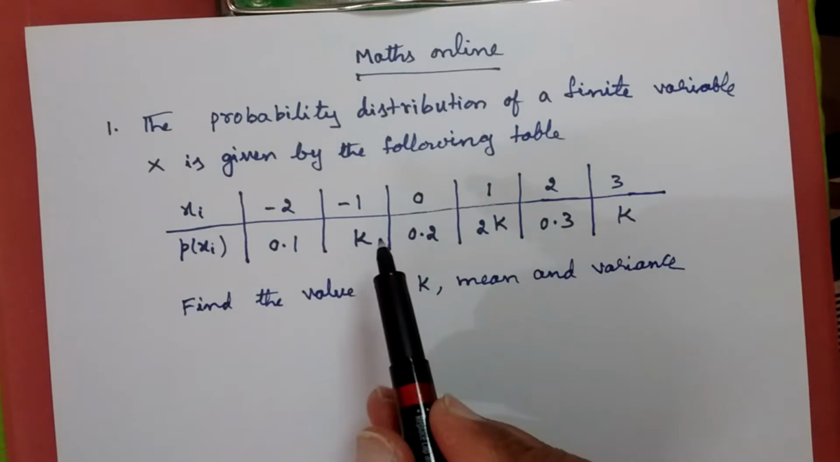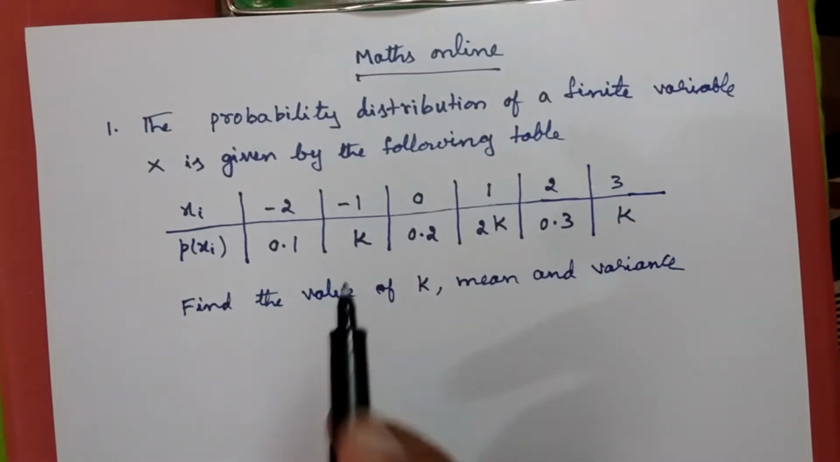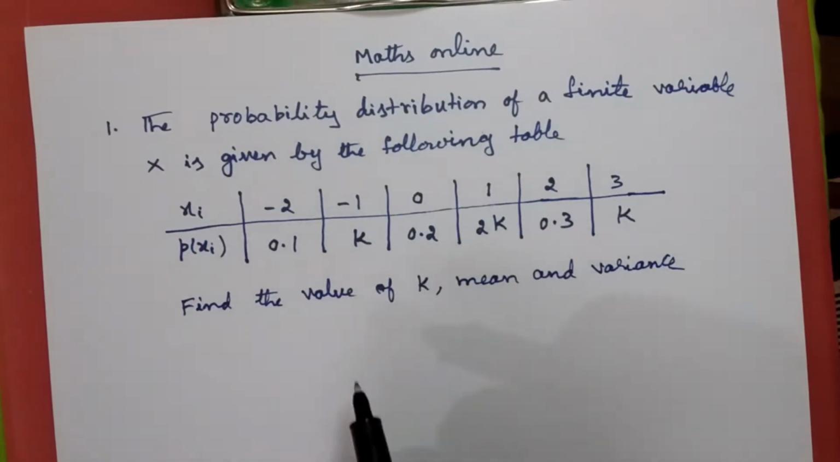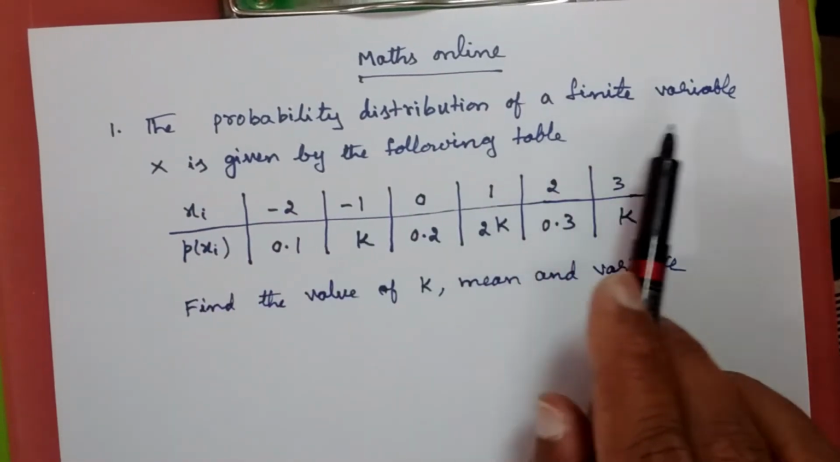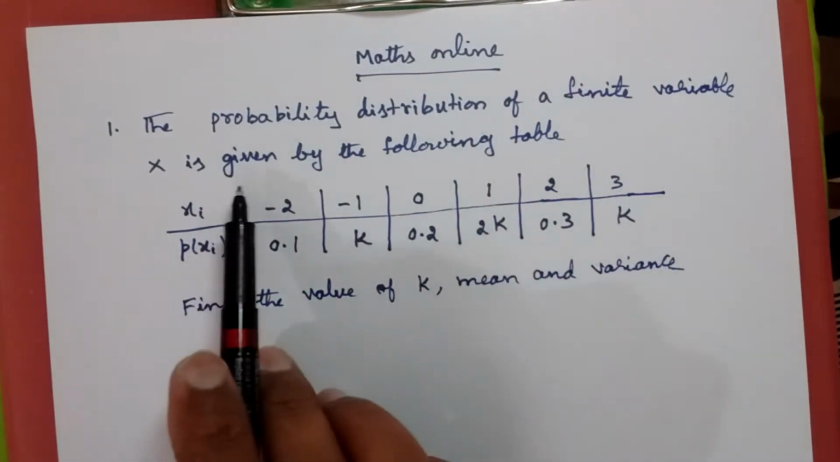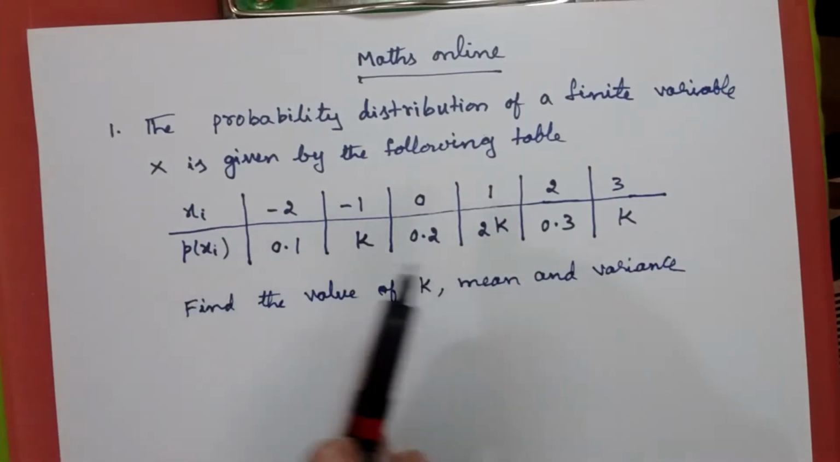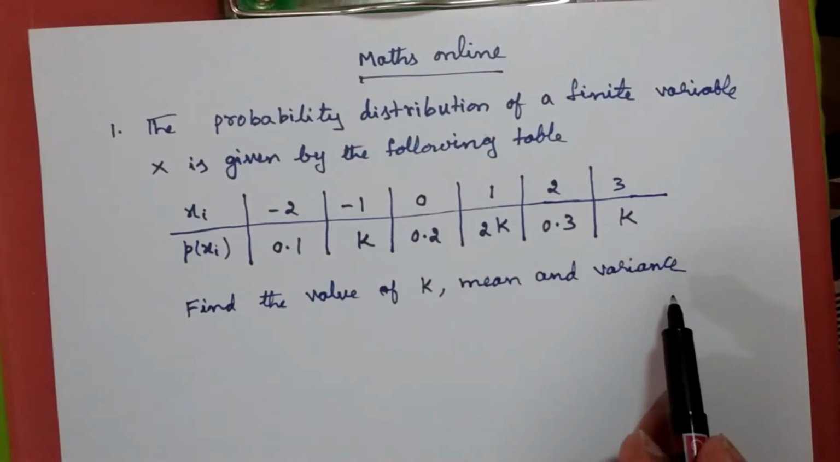In the last video we discussed a few problems based on random variables. We'll continue with a few more problems on random variables. The question is: the probability distribution of a finite variable x is given by the following table. The values of x and the probabilities are given. We need to find the value of k, mean and variance.